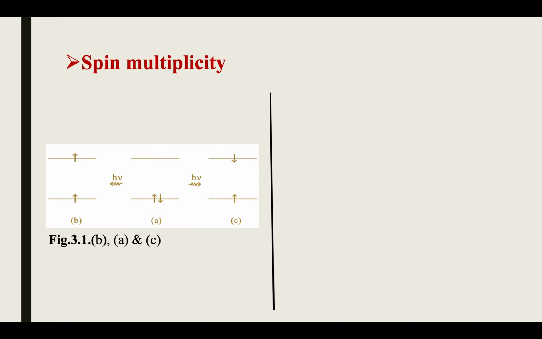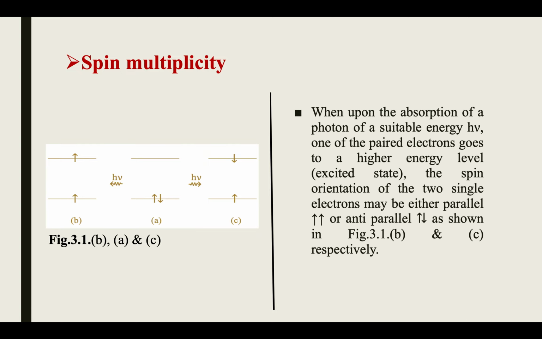This is the figure shown in 3 A, B and C. Upon absorption of a photon of suitable energy h nu, one of the paired electrons goes to a higher energy level. Here this is a paired electron. If you provide a particular photon energy, it goes to the excited state. That can be either in the upward direction or the downward direction of the spin.